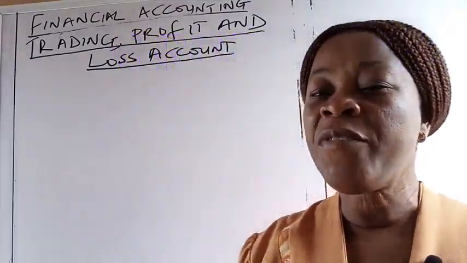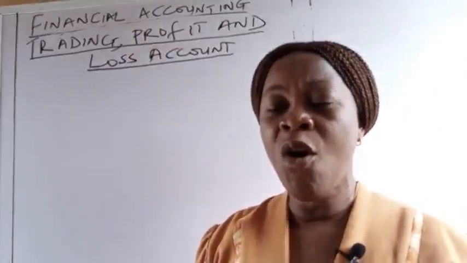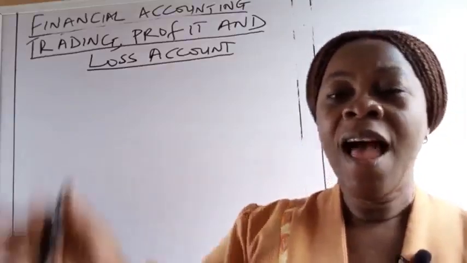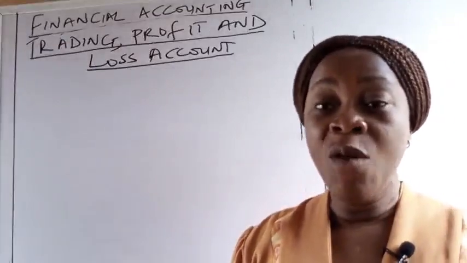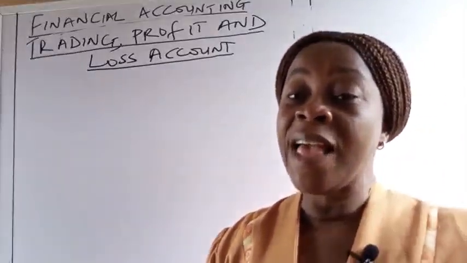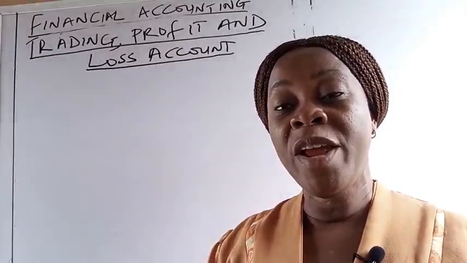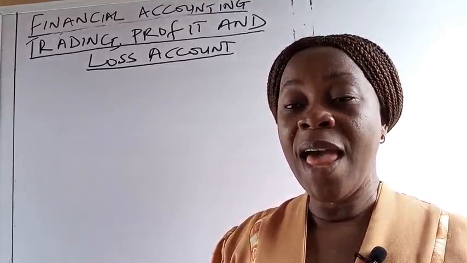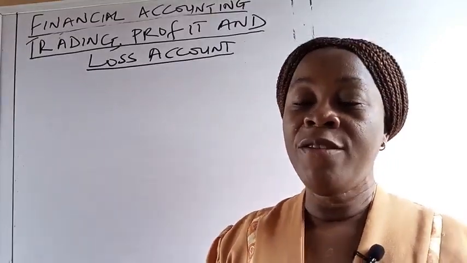Now, trading profit and loss account is referred to as a nominal account because it contains expenses on the debit side and revenue on the credit side. Knowing fully well, in line with our classification of accounts, that nominal account is the account of expenses and revenue. So it's worthy of note that the trading profit and loss account, being a nominal account, is the account that contains expenses and revenue.